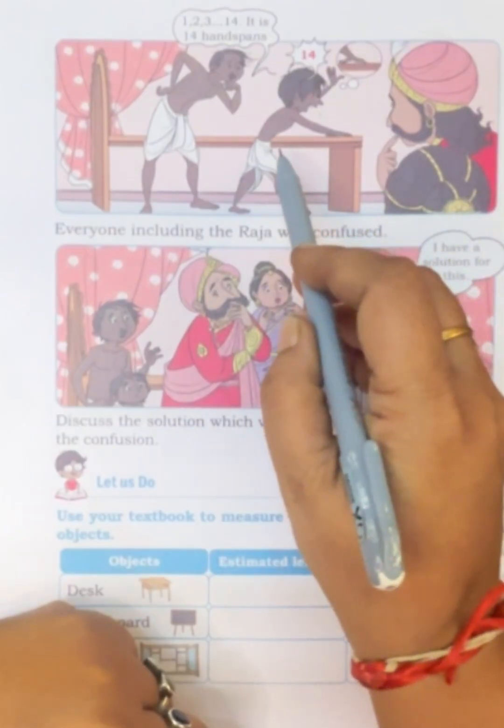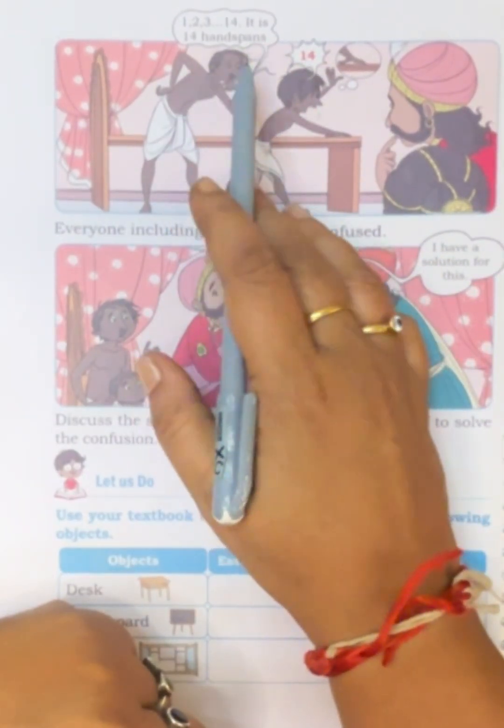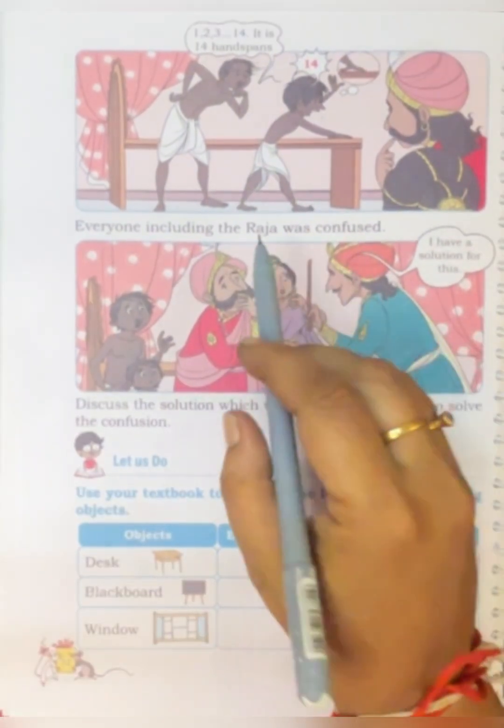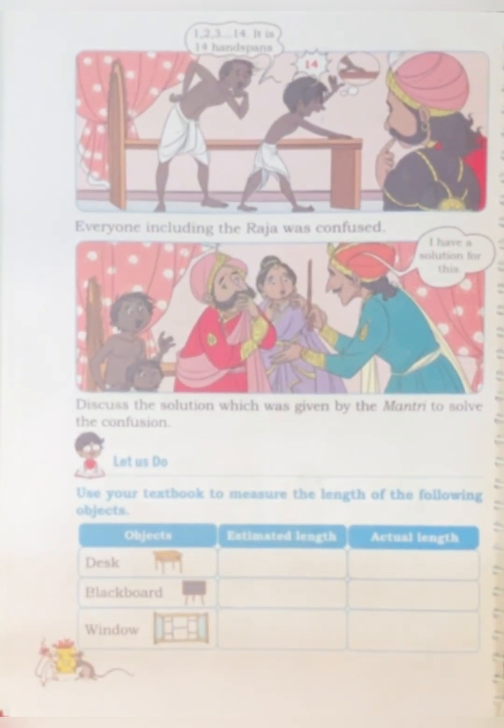So the boy starts to count. 1, 2, 3, 14. It is 14 handspans. Everyone, including the Raja, was confused. Why are there changes, children?